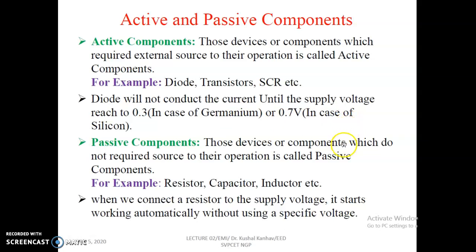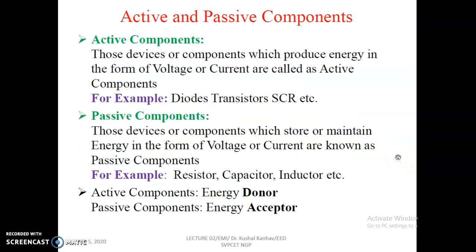Whereas passive components are those devices or components which do not require a source for their operation. These types of components are called passive components. For example, resistor, capacitor, inductor, etc. We know that when we connect a resistor to the supply voltage, it starts working automatically without a specific voltage. So this is why we call a resistor a passive component.